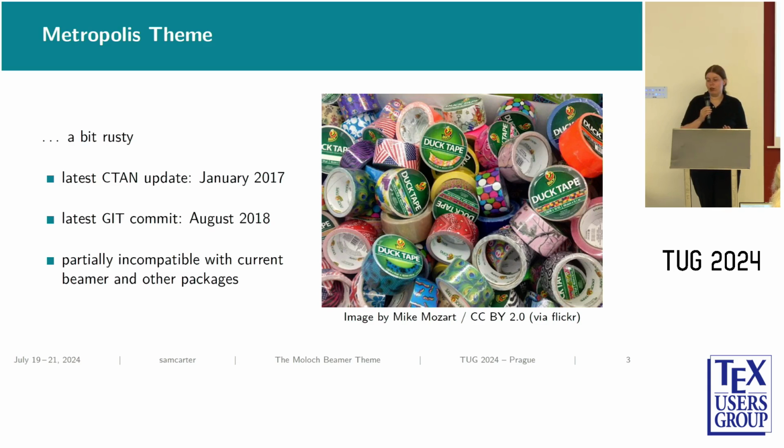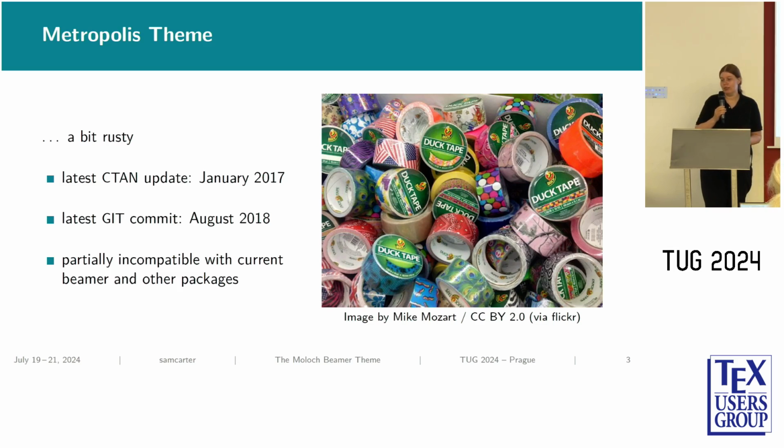By now, the theme got a bit rusty. It was last updated on CTAN in 2017 and last updated on its Git repository in 2018. This as such isn't a problem. Many packages and themes don't need to be updated continuously. But in the case of Metropolis, it's really a problem because all these powerful features the theme has are realized by patching internal Beamer macros.